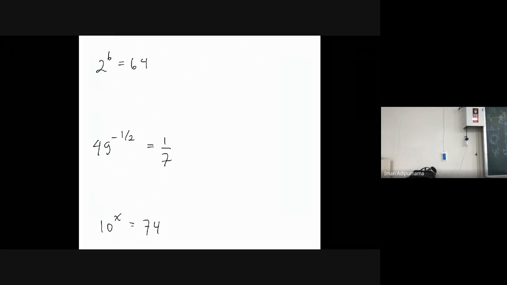Please rewrite all these three into logarithmic form. Into logarithm. If you feel that it's too easy, I don't mean to disrespect you. I just want to check whether you are able to write this in logarithmic form.